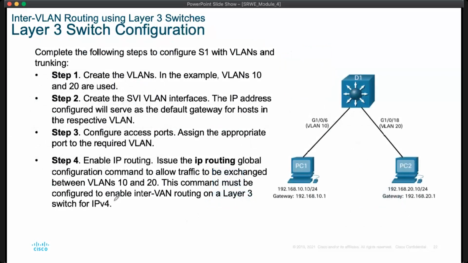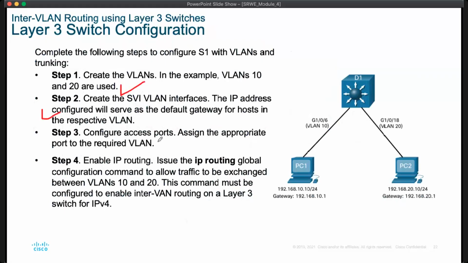Layer 3 switch configuration. Complete the following steps to configure S1 with VLAN and trunking. Step 1, create the VLAN. In the example, VLAN 10 and 20 are used. Step 2, create the SVI VLAN interfaces. The IP address configured will serve as a default gateway for hosts in the respective VLAN.